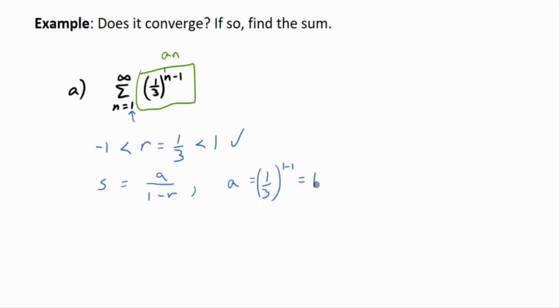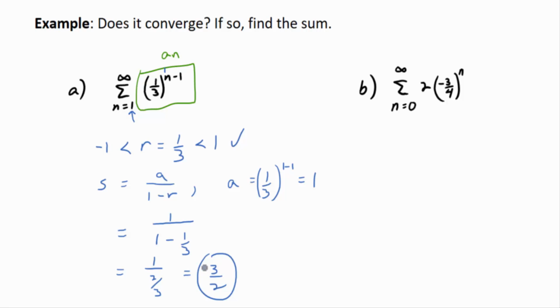Okay, plug and chug into the formula. What do you get for s? 1 over 1 minus, what's r? 1/3. Oh, just a little bit of algebra here. We can handle that. That's 1 over what? 2/3, which is 3/2. Hey, that's one of the easiest problems you've seen in a while, right? It's not so bad.